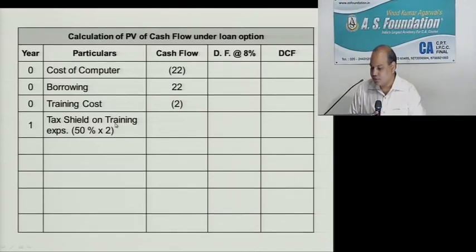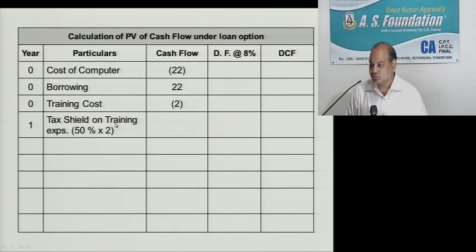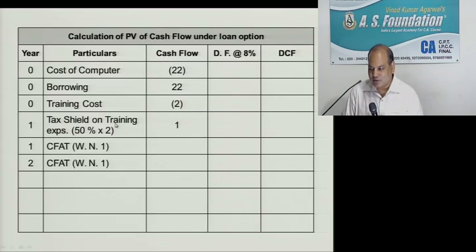You will write 50% into 2. How much is that? 50% of 2, 1 lakh. Just write 1. Then write down year 1 CF80, year 2 CF80, year 3 CF80. In bracket working note 1 for all 3.